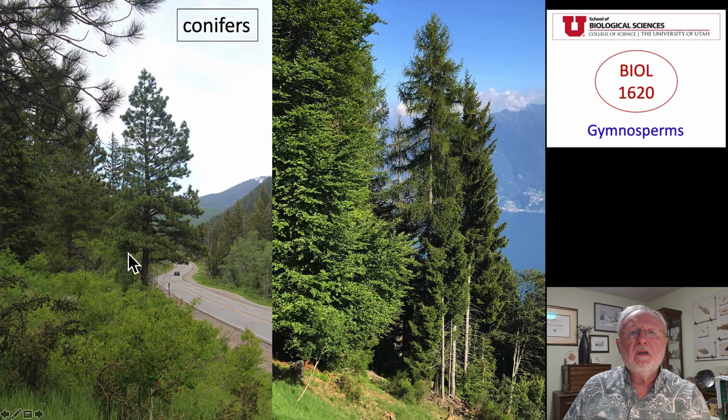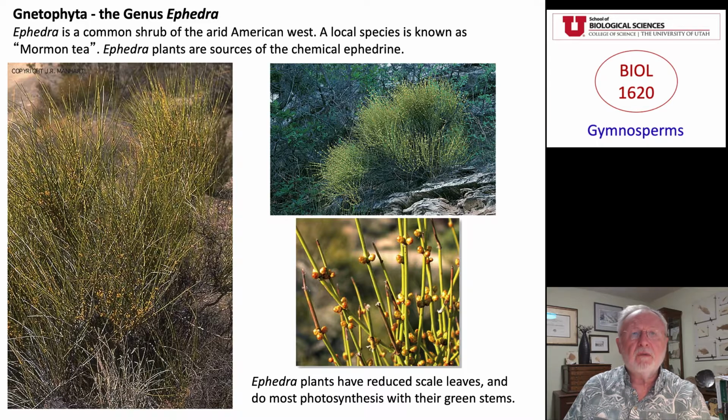Most of the conifers we have in Utah are evergreen, that is, the needles persist for more than 1 year, but there are larches. This is a picture of a larch in Austria. We find larches in Alaska and Canada, throughout Europe. They are deciduous. So we have both deciduous and evergreen conifer forms.